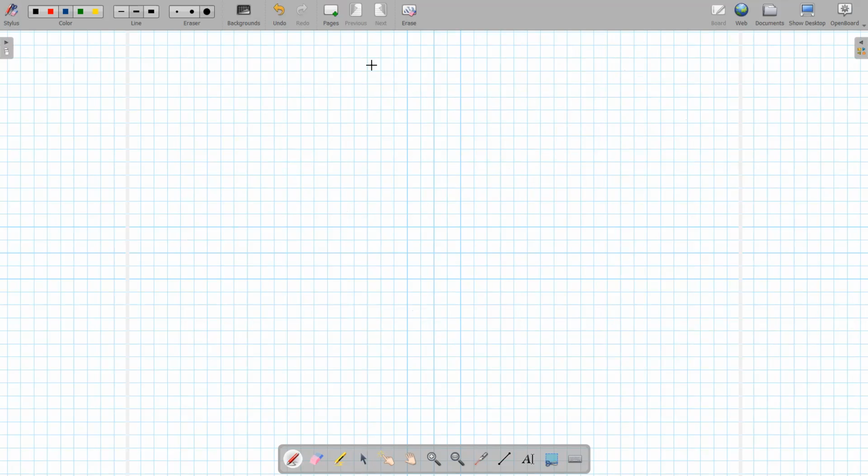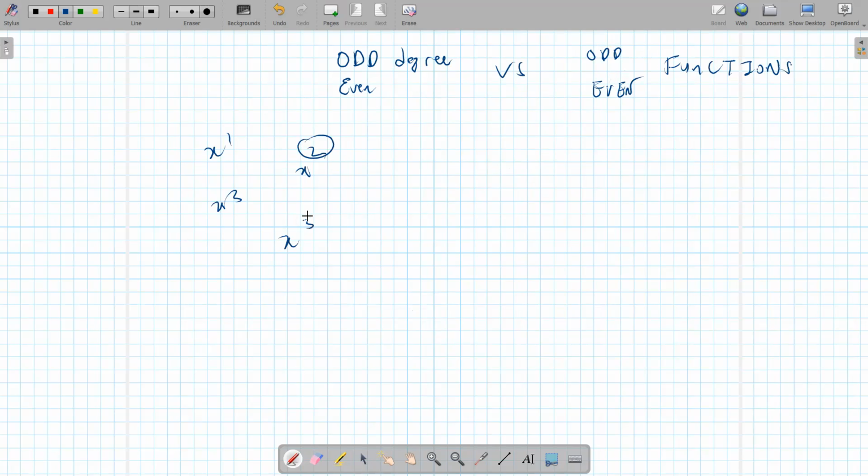Another thing we talked about, and we're going to do some more questions, but this is just a recap, is the difference between odd and even degree versus odd and even functions. They're not the same thing. Let me tell you what the difference is. Odd or even degree just means x to the 1, x to the 3, x squared. This would be an even degree, right? x to the 6 is even degree, x to the 1,000 is even degree.